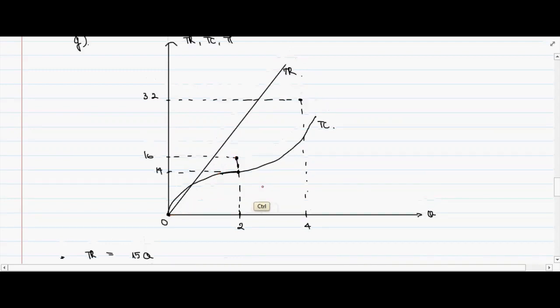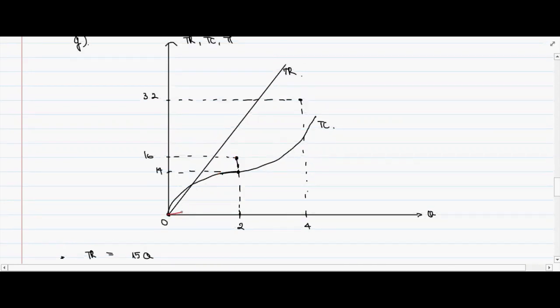I'll draw it more convex like this. So convex, and then concave and increasing. It keeps increasing, however changing the shape, turning from convex to concave. And for any quantity above 4, it is going to be decreasing and concave, so it's going to be like this. So this is our profit function.